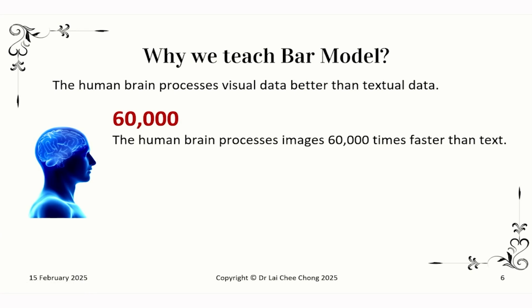Human brain processes images 60,000 times faster than text. In other words, if you give the kids words, a paragraph or whatever it is, or you give a picture, he can learn better from a picture than from the words, to be honest with you. Am I right? Actually, we adults also do the same thing. When you go to another place to visit and take lots of photos, am I right?